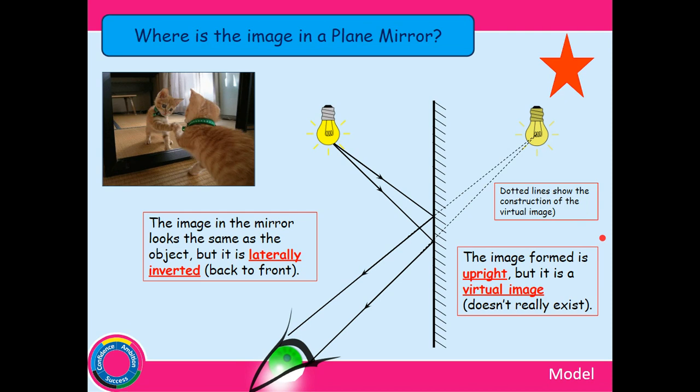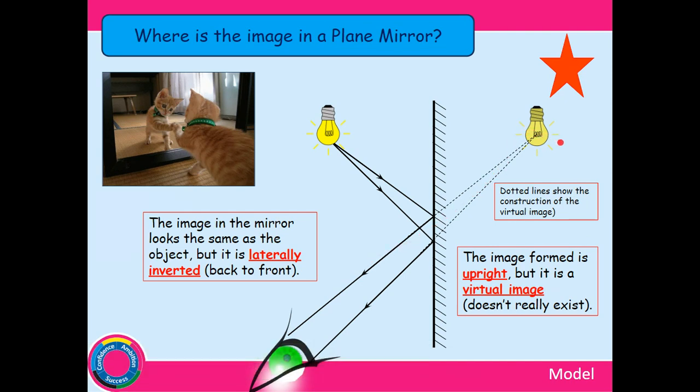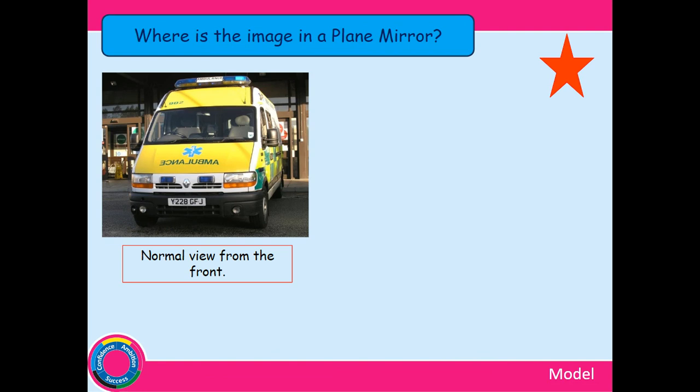Dotted lines show the construction of the virtual image. So here are the lines, coming in up to there. Still don't know about this lateral inverted or back to front. Hang on a minute, let's have a look at this. So here we've got an ambulance. There's a normal view from the front.